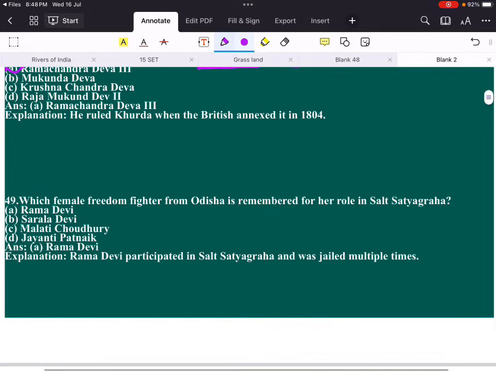Which female freedom fighter from Odisha is remembered for her role in Salt Satyagraha? That is option A, Rama Devi. Rama Devi participated in Salt Satyagraha and was jailed multiple times.